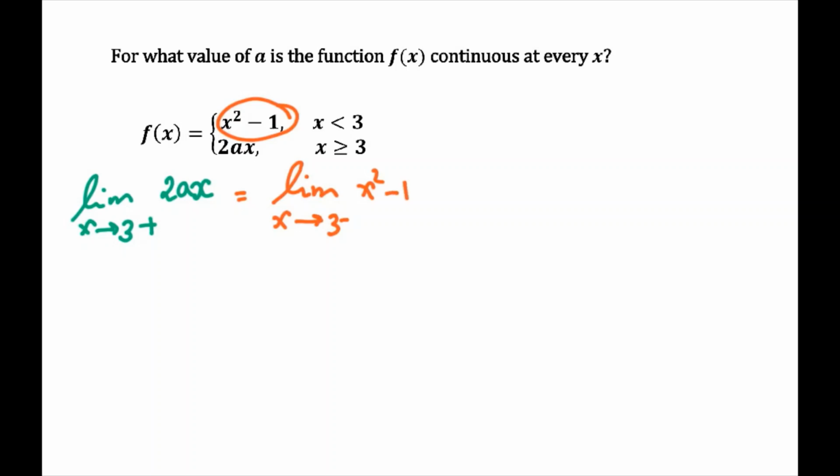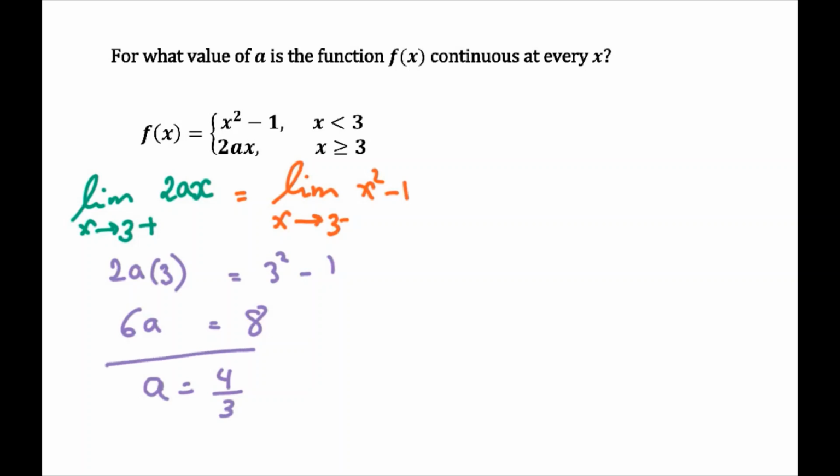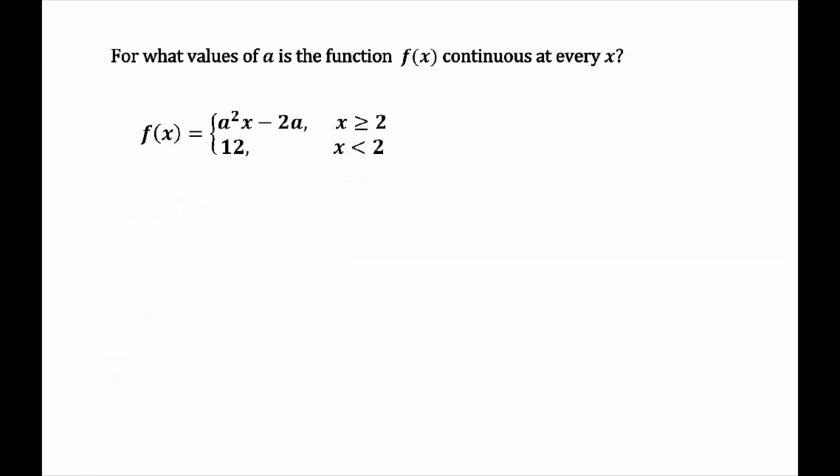Okay, now time to calculate this limit. So if x approaches 3 from the right side, we are going to substitute x by 3, so it's going to be 2a(3) equals, same here, 3 squared minus 1. That's going to be 6a equal 9 minus 1, which is 8. So a will be equal to 4 over 3. Okay. Let's move on to the next question.